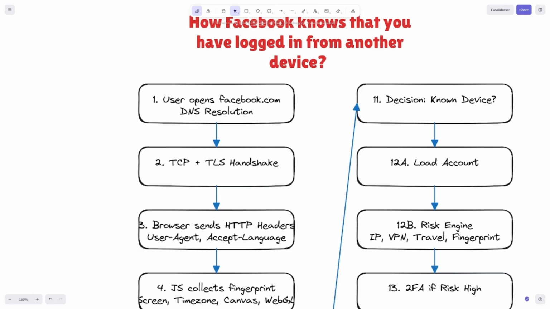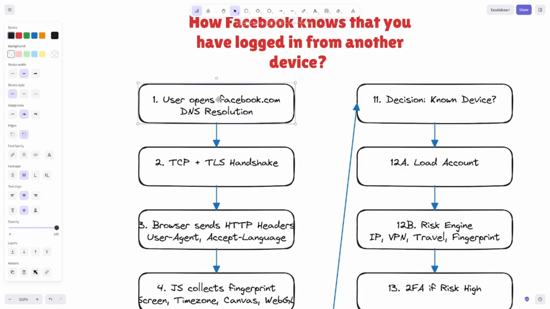Today we are going to follow the entire journey from the moment you type facebook.com until Facebook starts recognizing your device. By the end of this series, you will understand how Facebook uses technologies like DNS, HTTPS, cookies, sessions, browser fingerprinting, and many other techniques to identify your device. So let's begin. Now, imagine you are sitting at a computer and you open Google Chrome.